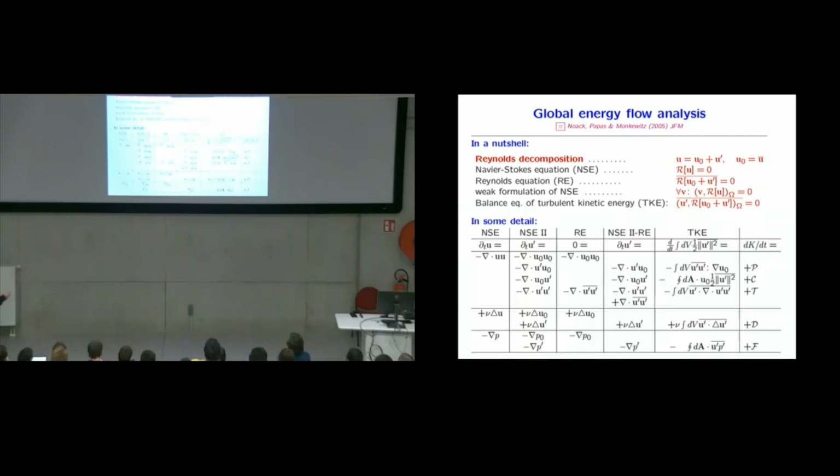If you multiply this now with U prime, you get these volume integrals. So this essentially is your production term. This leads to the convection term. This leads to the transfer term. This leads to the dissipation. And this leads to the pressure power. So just a reminder of your Navier-Stokes fluid mechanics lecture.